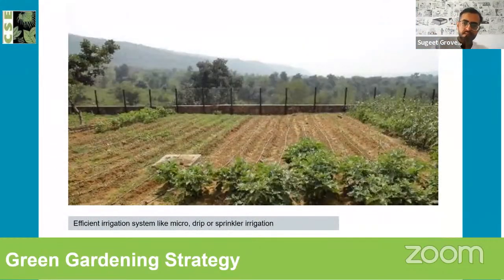So all of these things can actually be used in your campus and your students can also become part of it. This is an example of a drip irrigation system being used, which again is a green gardening strategy, which is able to bring down water consumption in your campus.